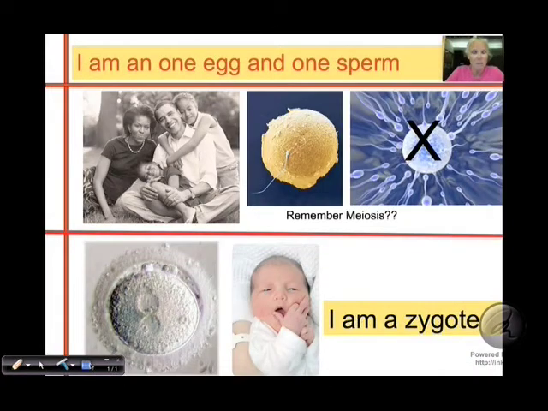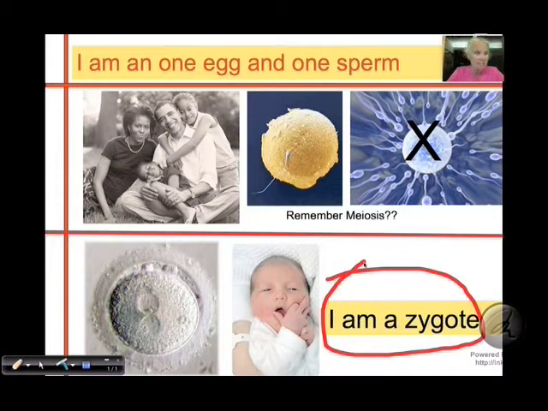I am the union of one egg and one sperm. My father could have produced 8 million different kinds of sperm, 8 million different kinds of eggs from my mother. Yet I am the union of just one of each of those, making me one of 64 trillion different possibilities, all the result of that meiotic process. I am a unique individual because of my biology.